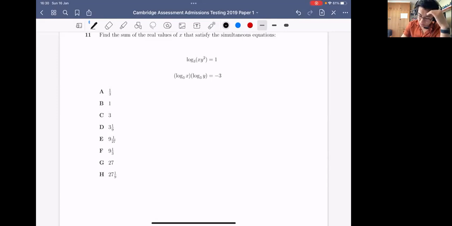Using the log identity for adding, this is equal to log 3 of x plus 2 log 3 of y. Just pull the index down and make it a constant. So that's true.